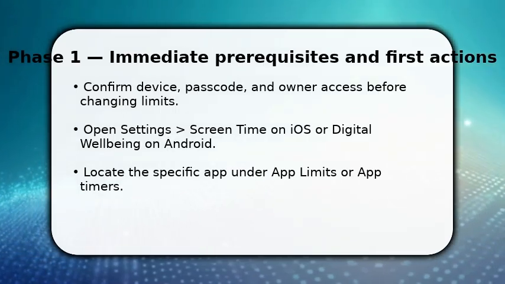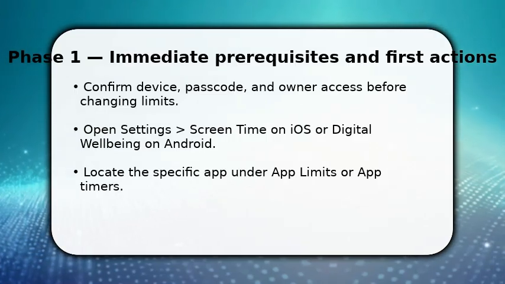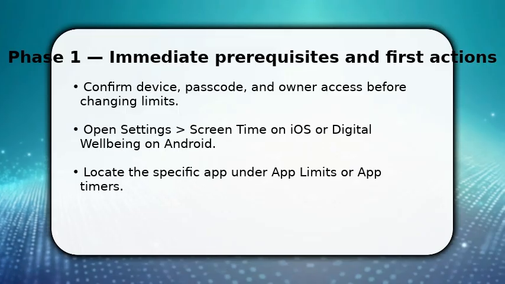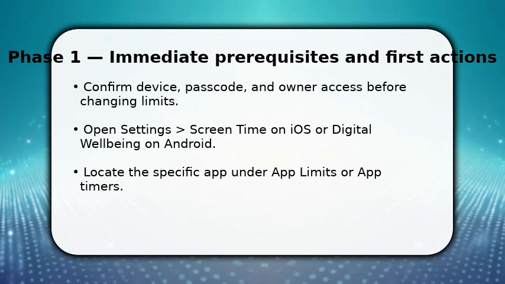Next, tap App Limits or App Timers and find the app in the list. You want the specific entry, not a category. Make sure you select the app row so you can modify or remove its timer directly.